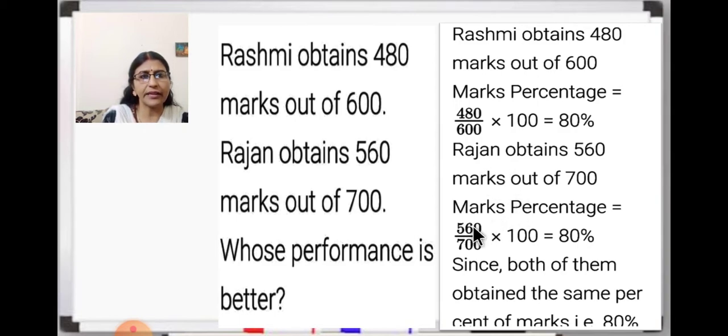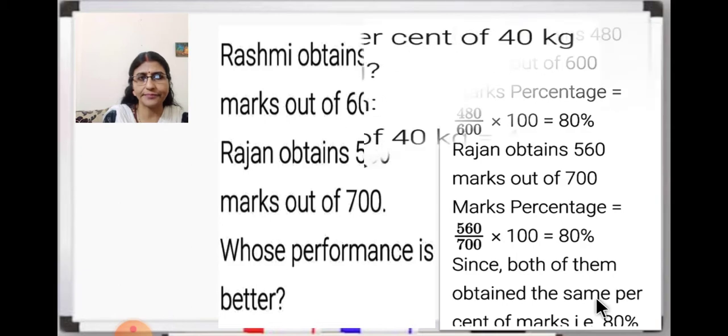So same way you will write here 560 upon 700 into 100. And then this 20 will be cut. You will see here on solving when you multiply this, 7 8s are 56, 8 10s are 80%. So here also he is getting 80%, here also Rashmi is getting 80%. So since both of them obtain the same percent of marks, that is 80%, we cannot compare their marks because they have got equal marks. So we'll write both of them have got equal percentage. So both of them have done well. So there is no comparison.